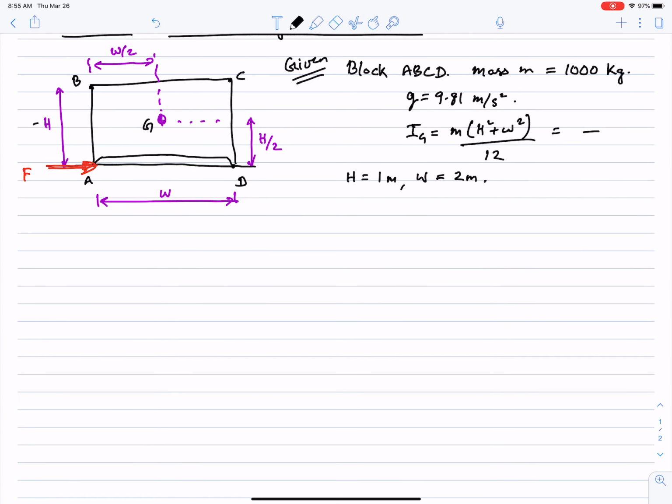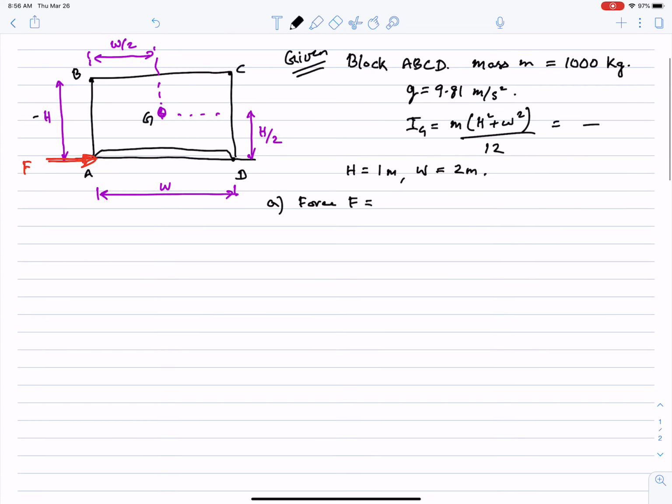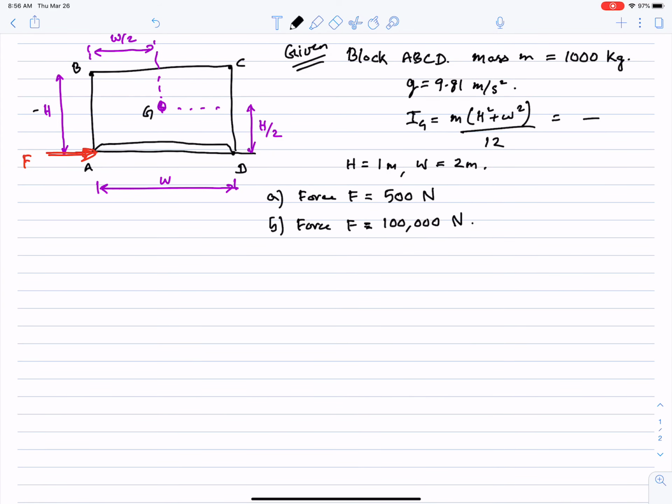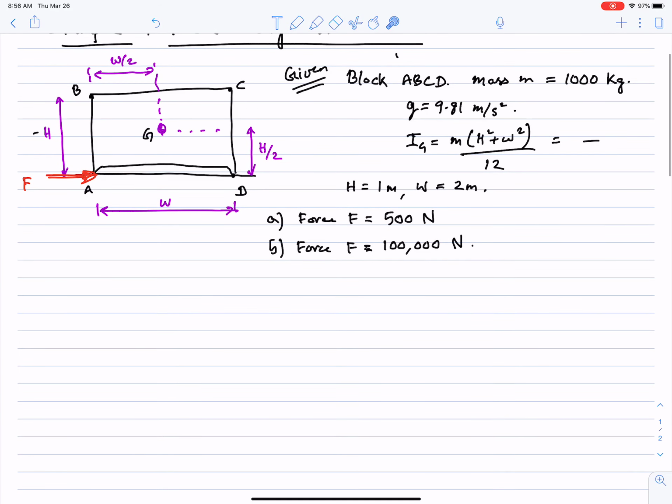Okay. And then maybe there are two parts. Part A is force F equals, let's say, 500 newtons. And then part B is force F equals 100,000 newtons. Okay, so a relatively small force versus a relatively large force. Let's just try it out for two different force levels. Okay, what are the questions?